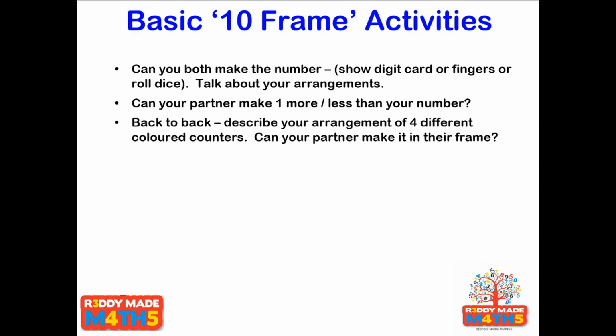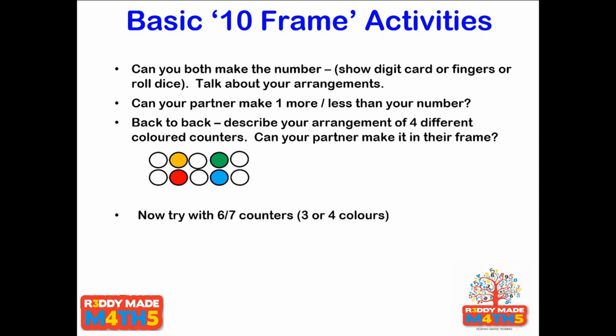Probably my favourite basic tens frame activity, and this can be developed with 4 counters or 6 counters or 7 counters, is basically to sit back to back. One of you makes an arrangement of however many counters, and then you ask your partner to make it by describing it to them. For example, you could make an arrangement like that, and then you can explain to your partner where each of the counters were, and what they've got to do is to basically replicate your image.